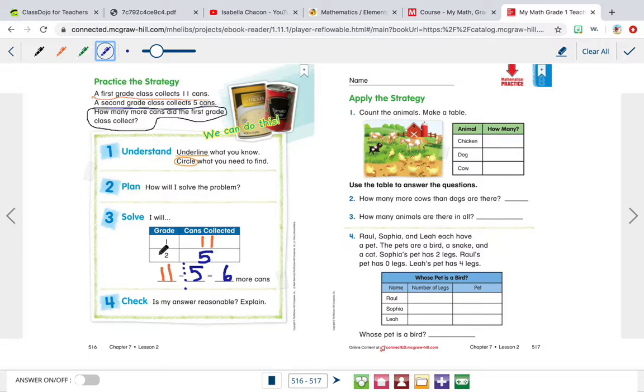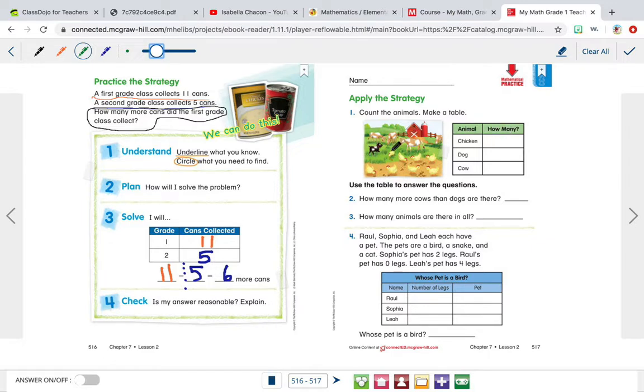Okay? Now we're going to apply this strategy. So let's look at this. Count the animals, make a table. They have these animals here: chicken, dog, and cow. So let's count the chickens first, because they're asking how many chickens there are. So let's look at the chickens.